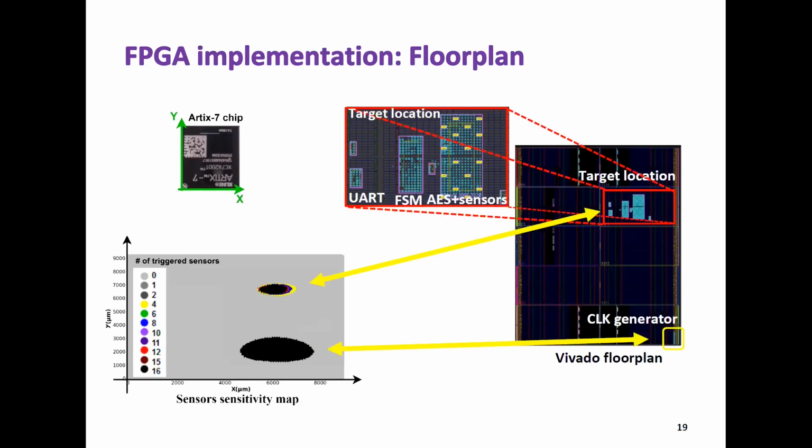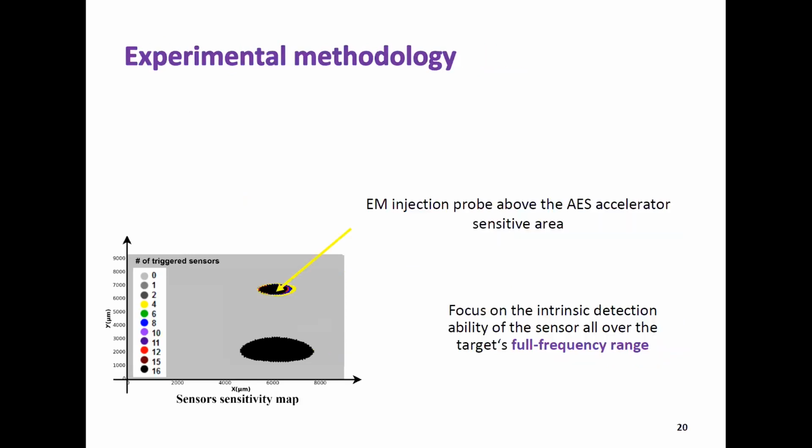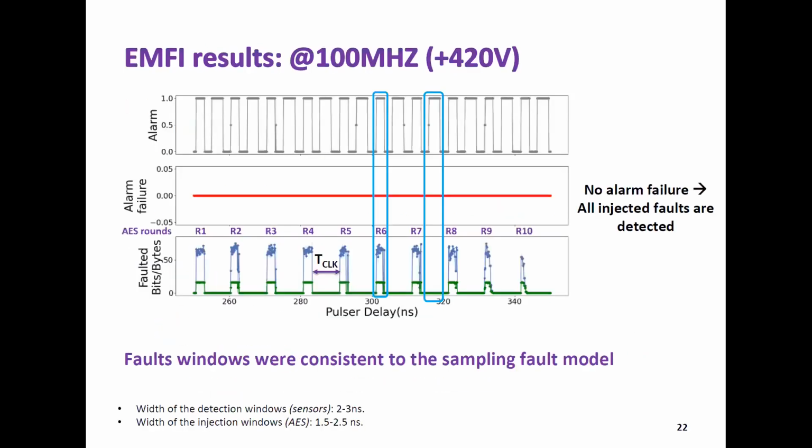So what is the methodology of our campaigns? We fixed our electromagnetic injection probe above the accelerator sensitive area. Why do we fix it? Because our objective is to study the ability of this sensor over the target's full frequency range. What happens if the target is at 100 megahertz? The pulse amplitude is 420 volts.